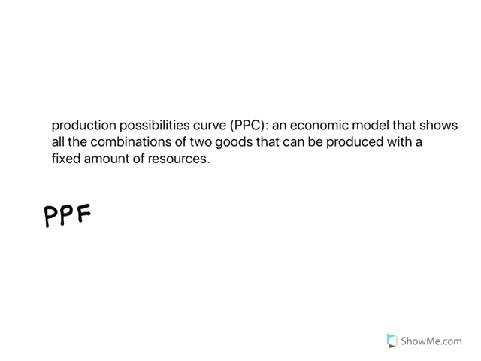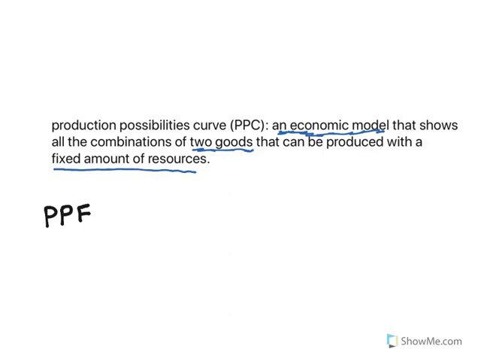So first of all, it is an economic model. So it's a graph, right? We just talked about that in the previous slide. Next, it shows all the combinations of two goods. Now, we know any modern economy produces literally billions of different types of goods. But again, we're trying to simplify it down so we can understand these concepts without getting lost in the shuffle of the complexity. So, two goods, and then that can be produced with a fixed amount of resources.